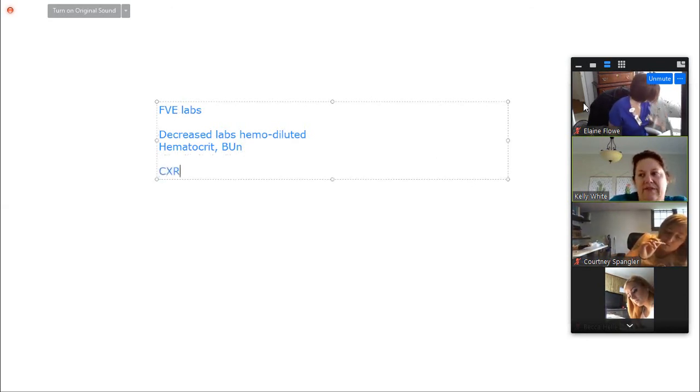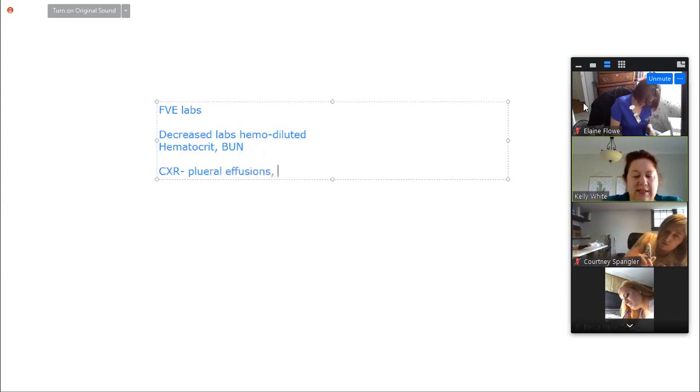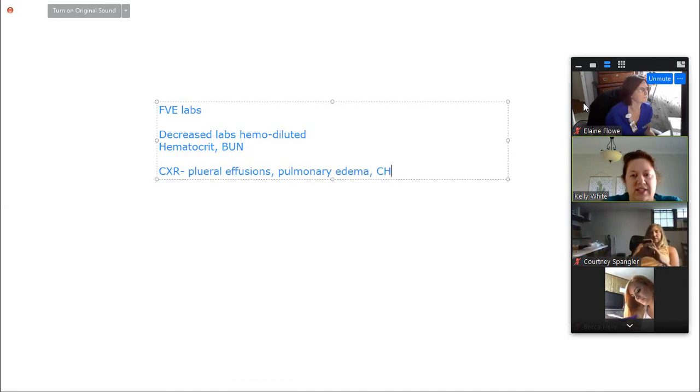We may have chest x-rays done. Your patients that come in complaining of shortness of breath, and we think they might have congestive heart failure, or we hear crackles, we're going to do a chest x-ray on them to confirm that. So a chest x-ray is going to show us any kind of pleural effusions, and it's going to show pulmonary edema. It's going to show us congestive heart failure, any kind of fluid overload that's going on with our lungs or heart.